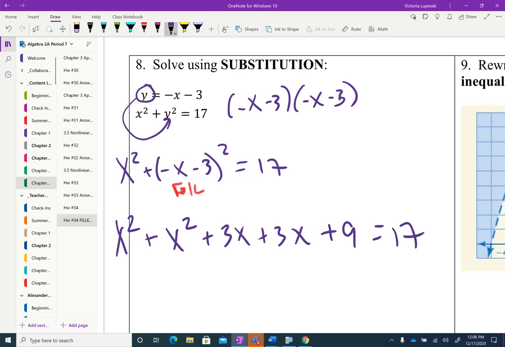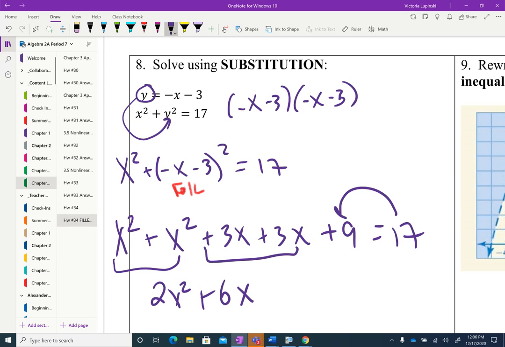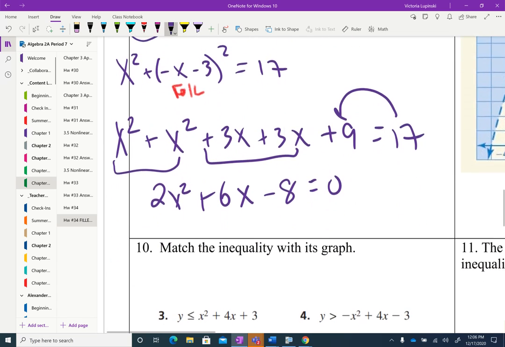Combine all the like terms, 2x squared plus 6x, and then subtract the 17 from 9 to give yourself a negative 8. What do all three of those values have in common?